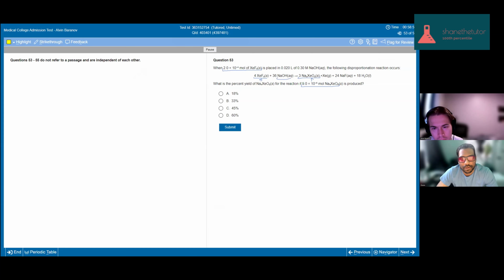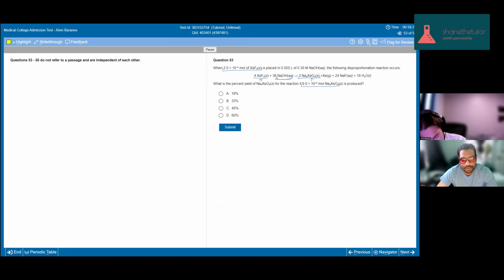Okay, I get it. So we're going to do what you said, but we also have to do it for sodium hydroxide. Right. And for sodium hydroxide, they're not giving us the number of moles, but we get them from the molarity and volume, right? Correct. Good.